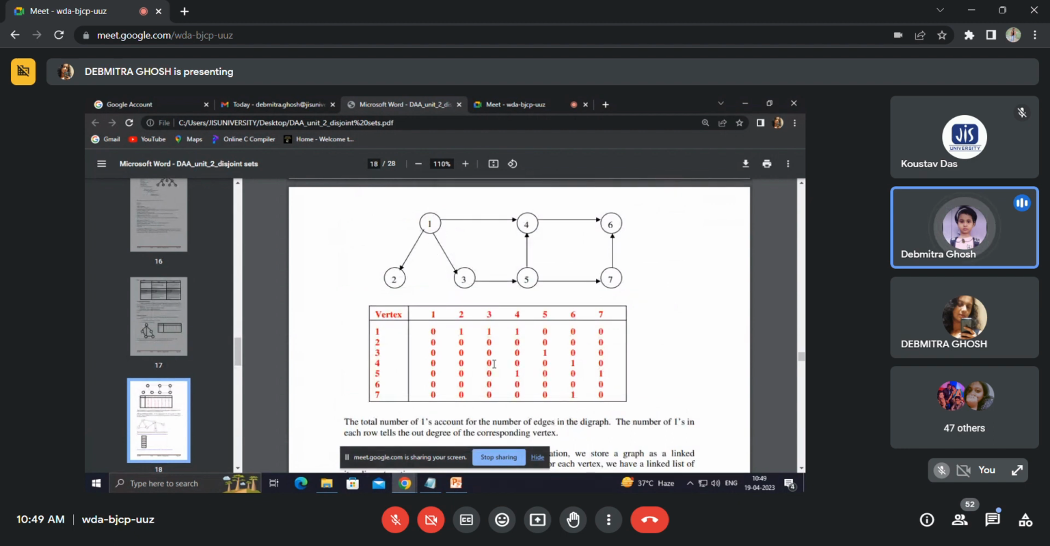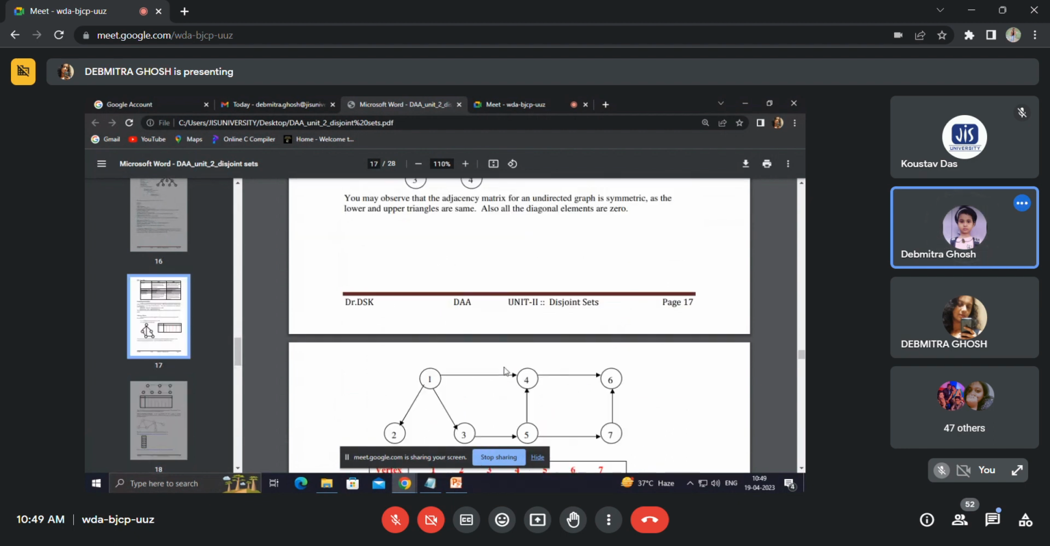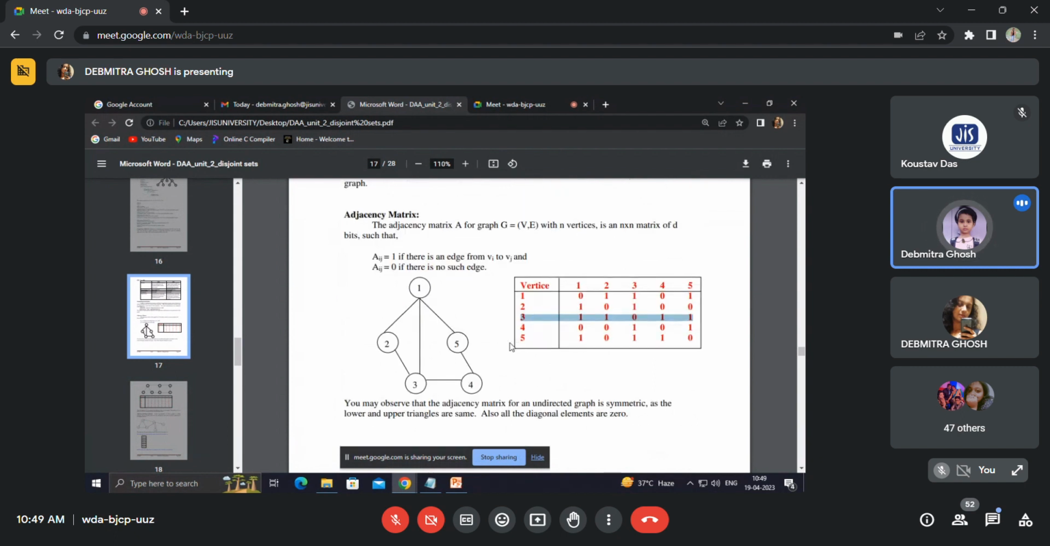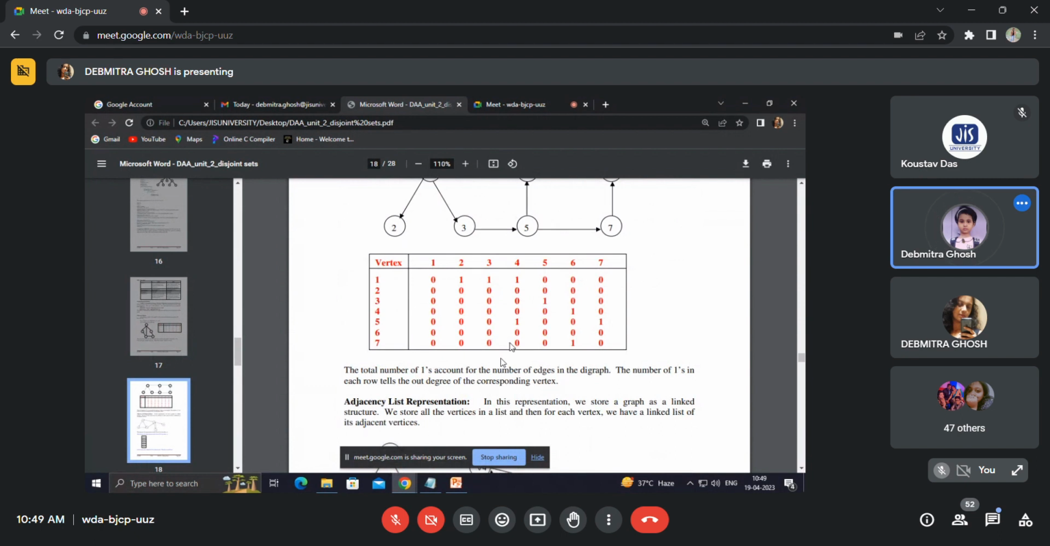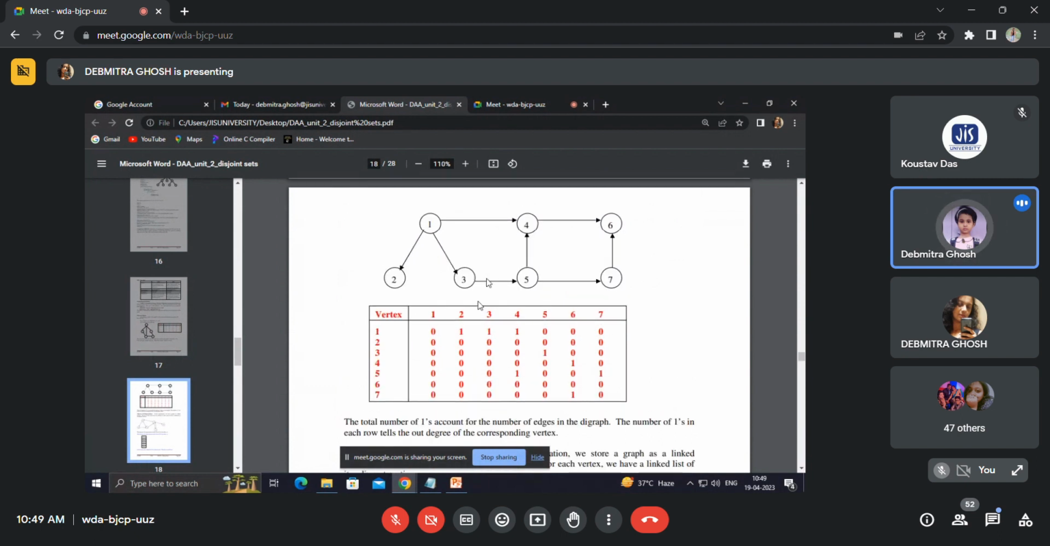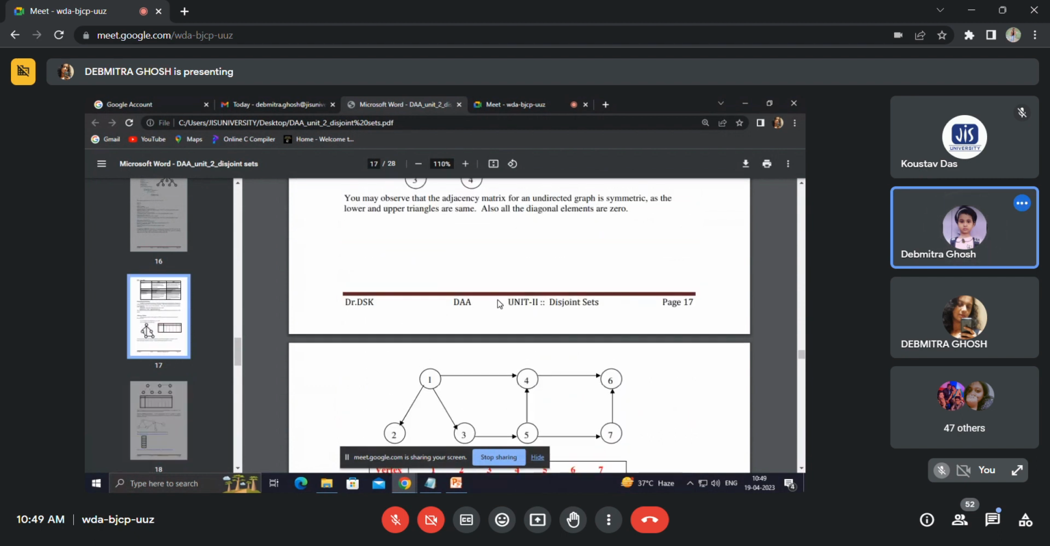So from here, this is the adjacency matrix for this graph. Now for this other graph, there is another matrix. So you try to calculate this and show it to me. What will be the adjacency matrix for this graph? Anyone, try and show it to me.